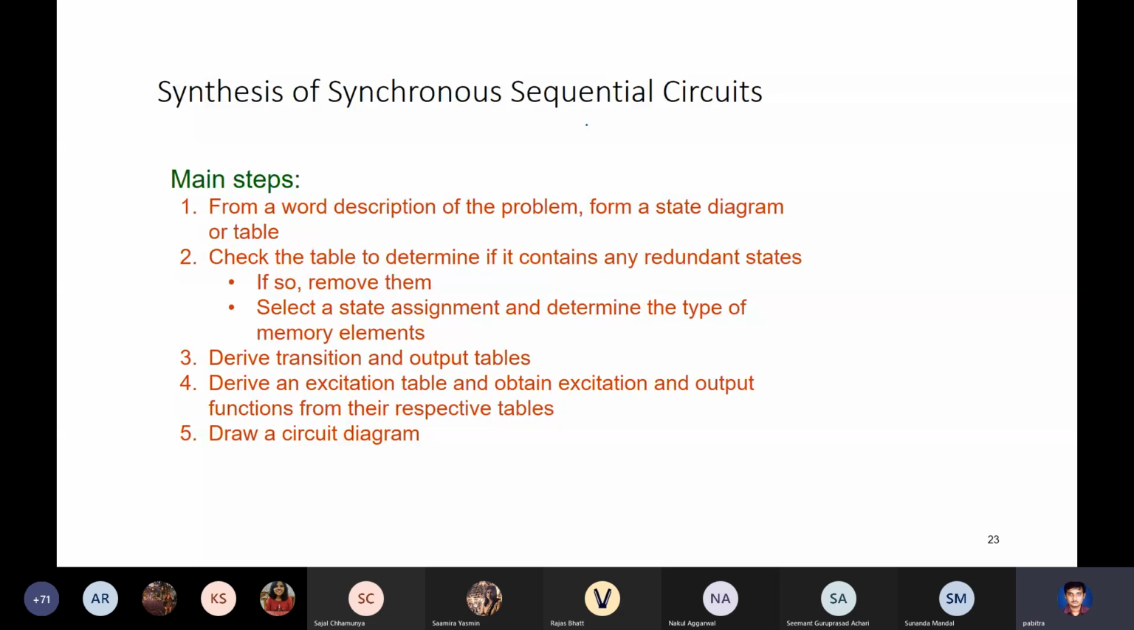And now you have the Karnaugh map, the transition table and the output table, or rather the excitation table itself can be thought of as a Karnaugh map. Minimize it, find out the realization, draw the circuit diagram. So these are the steps you should follow. Following these steps, we have an assignment in the lab for you: the conversion to BCD, the double dabble algorithm.